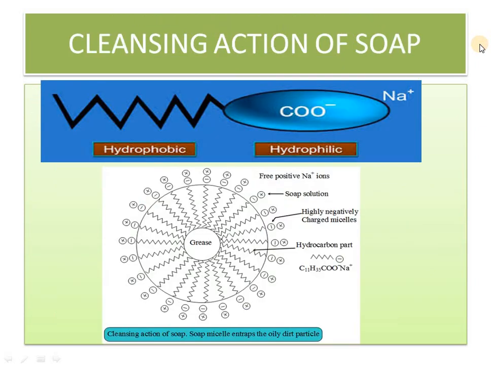Now I would like to discuss the cleansing action of soap. See, what is soap? Soap has the formula RCOONa. R is the alkyl group. The alkyl group has nearly 17 carbons. If 17 carbons are there, or here they have taken 11 carbons, see here 11 and this one 35.